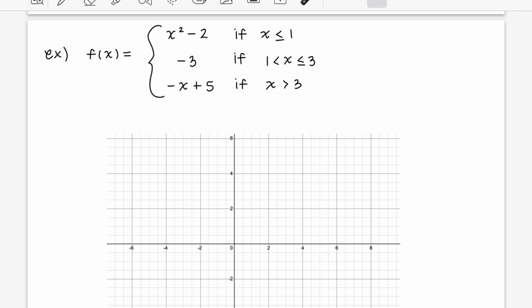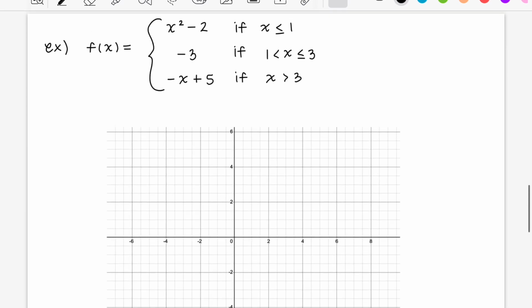Like I said, you can definitely plug in values for x and plot it that way. But in this case, I'm just going to use my graph transformations. So looking at our parabola, we know that our parabola will look like this. Kind of like this, I guess. But that parabola is going to be shifted downwards 2 units. So here will be my first point.